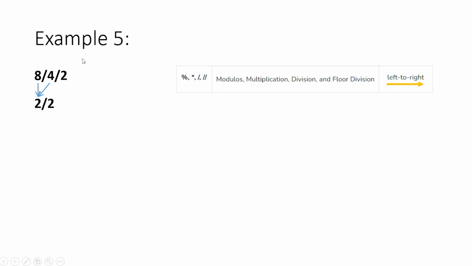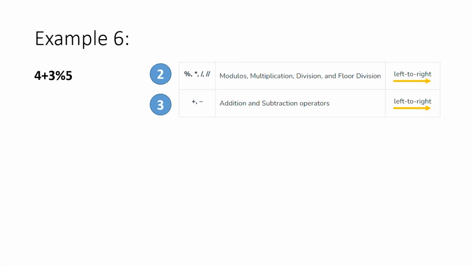So from left to right, if you go for 8 divided by 4, that comes out to be 2, and then 2 divided by 2, that comes out to be 1. So hence the output will be 1. Let us take one more example.